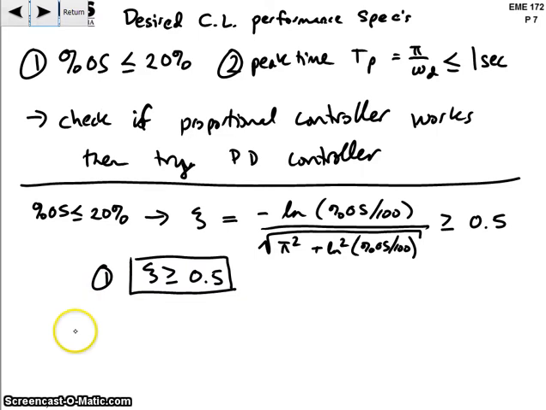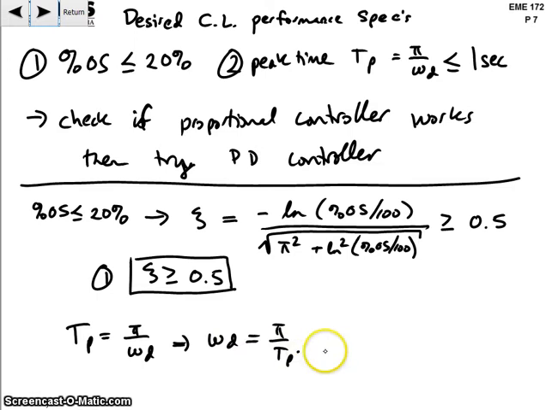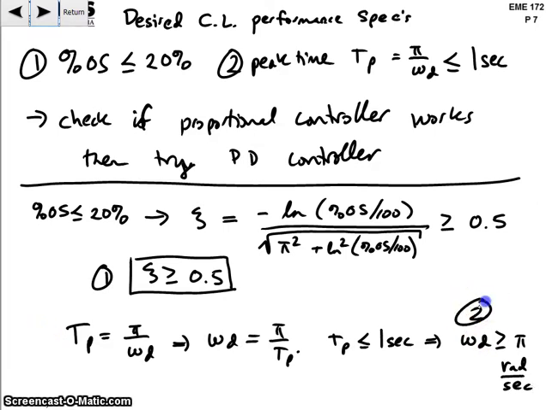The second specification is for the peak time. TP is pi over omega d, so I can write that omega d is equal to pi over TP. Since TP is less than or equal to 1 second, omega d must be greater than or equal to pi radians per second. The damped natural frequency has to be greater than or equal to pi radians per second. Now I'm going to plot those two constraints. This is the second constraint, with a little red box around it. These are the two constraints I have.